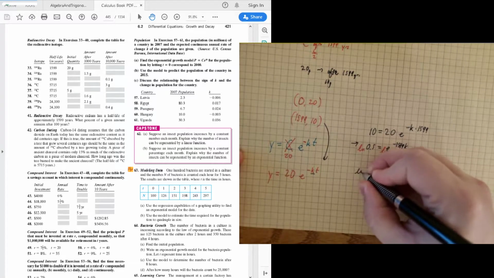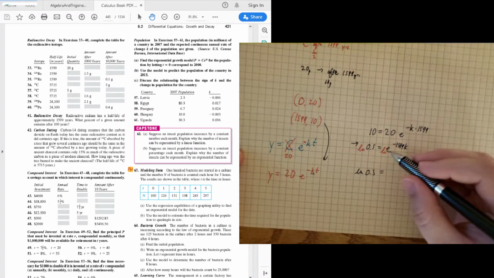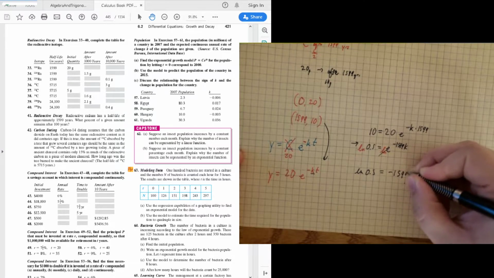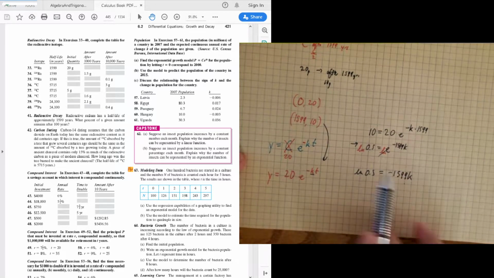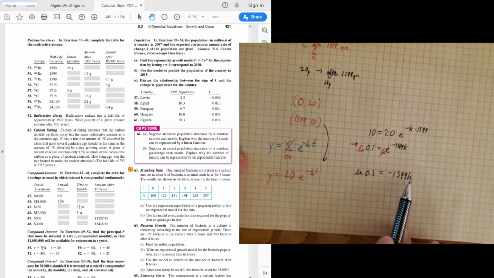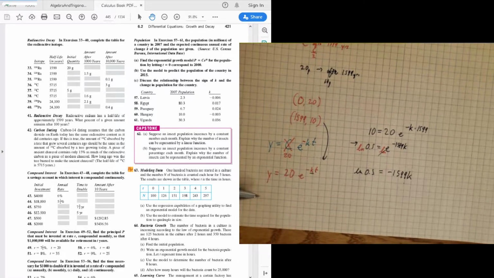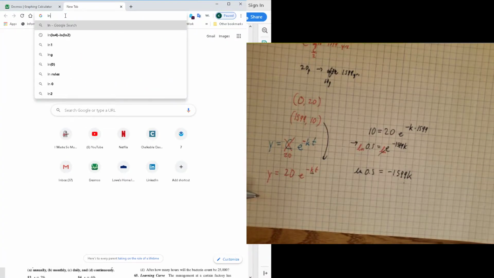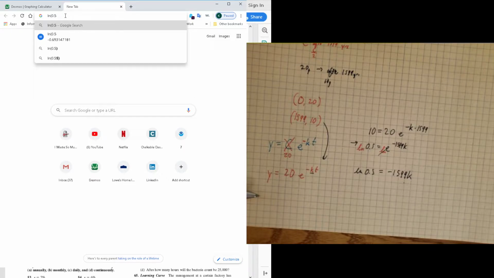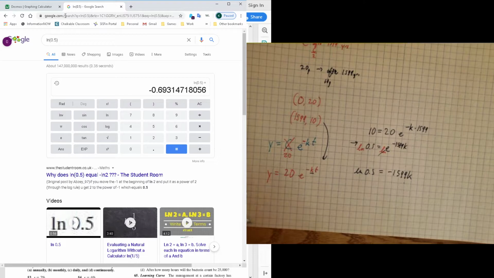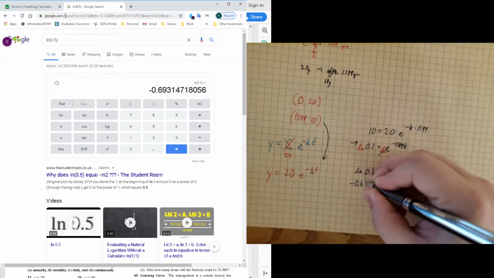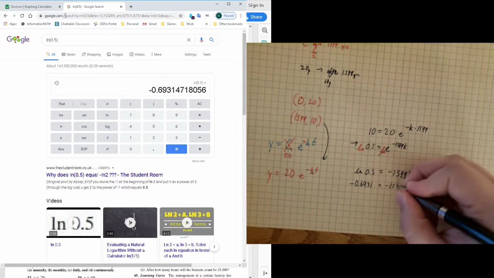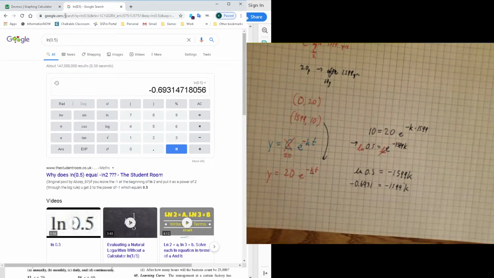So I get ln of 0.5 equals, remember the ln and the e are supposed to cancel, leaving negative 1599k. I can then use a calculator to calculate what ln of 0.5 is, and then divide to figure out what k is. Remember, the natural logarithm is just a number. So now I'm going to use my calculator, ln of 0.5, and I end up with negative 0.6931.